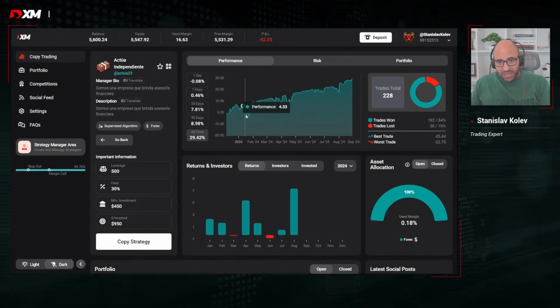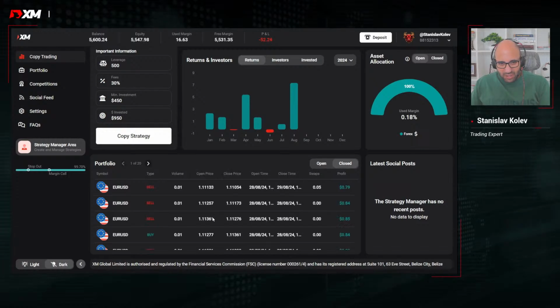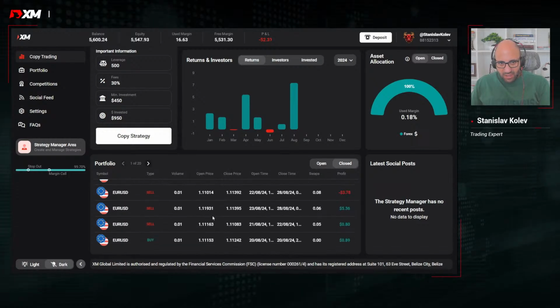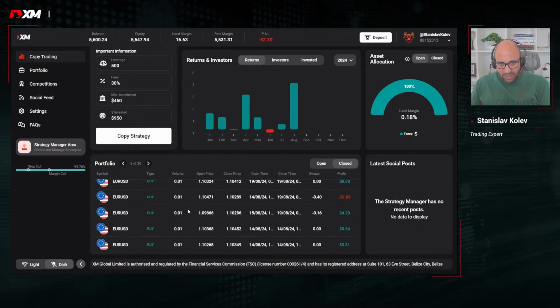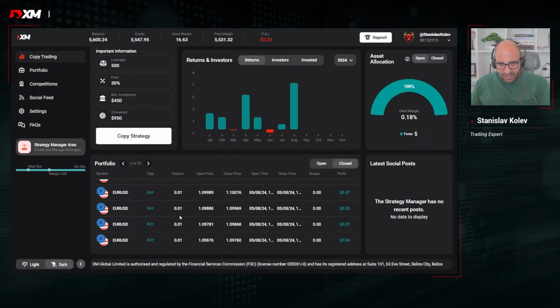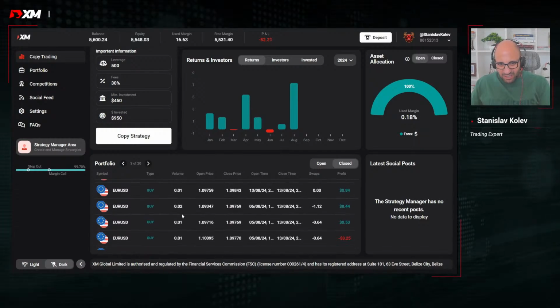This doesn't look bad though. Euro dollar. Let's see on the close position. Sell, sell, sell. Buy, buy, buy. This is only euro dollar. I suspect that it is trending in the same direction.